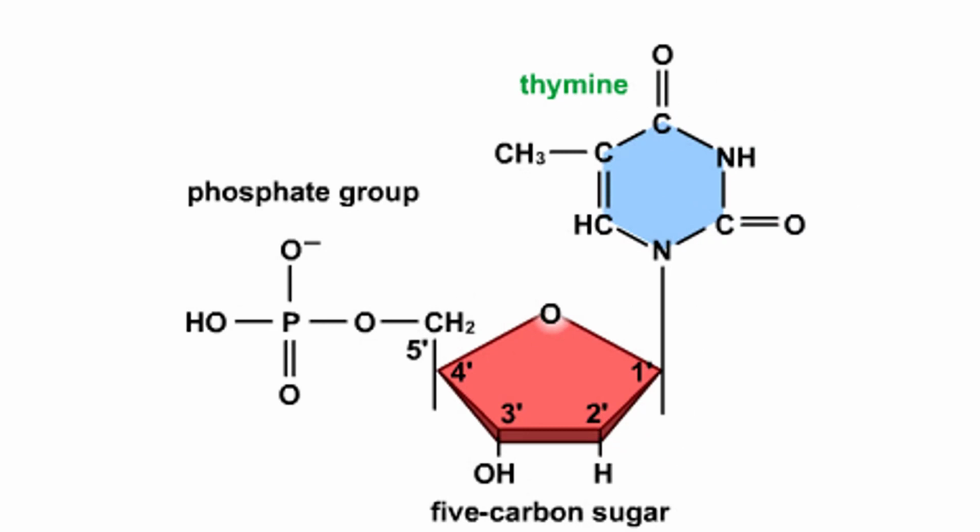Thymine is a pyrimidine with a single ring structure. In double-stranded DNA, thymine base pairs with adenine. Cytosine is a pyrimidine with a single ring structure. In double-stranded DNA, cytosine base pairs with guanine.